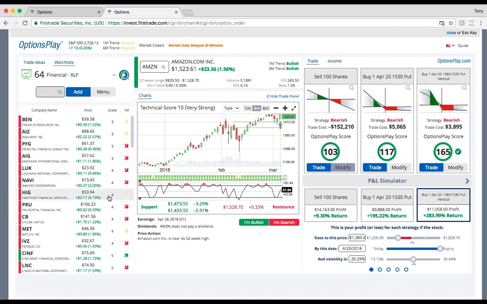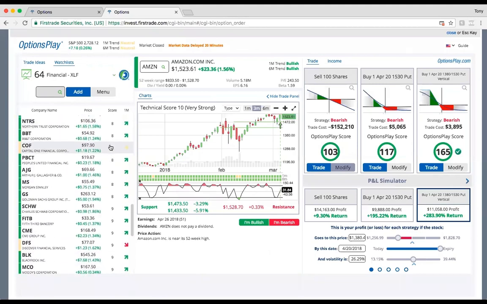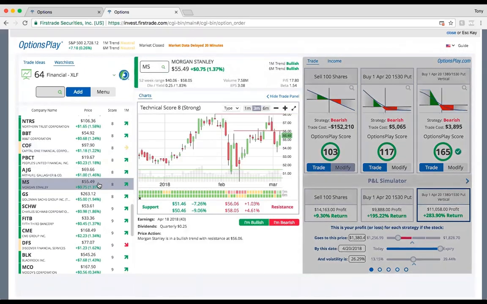And again, it provides me the score of every single stock within that sector. So as I can see here, Principal Financial has got a score of 3. So I know these are weak stocks in the financial markets, not typically what I'm looking for. I want strong stocks in strong sectors. So here's Morgan Stanley. Here's an example. It's got a score of 8.